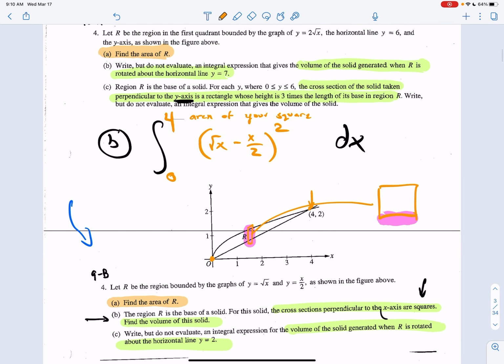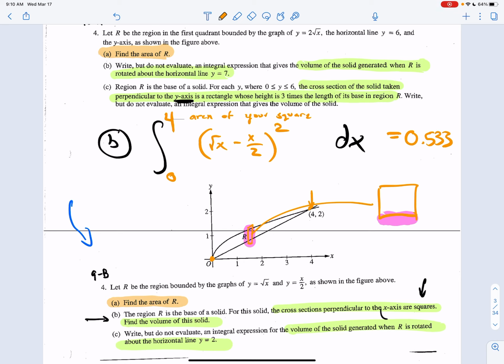Okay, this is a calculator question, so we're going to plug and chug here. I'm not going to use y1 and y2 because it's so short, so I'll do math 9 from 0 to 4. Parentheses, square root of x, jump out of that square root, minus x divided by 2, close it, then square it, dx. And then I'm getting, if I round it, 0.533.